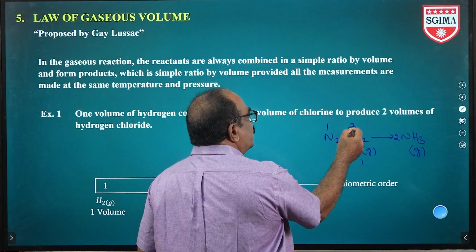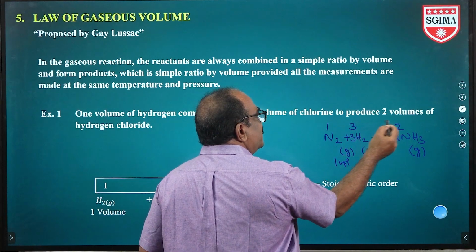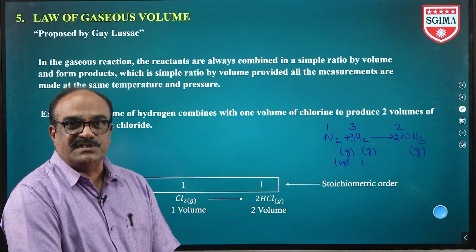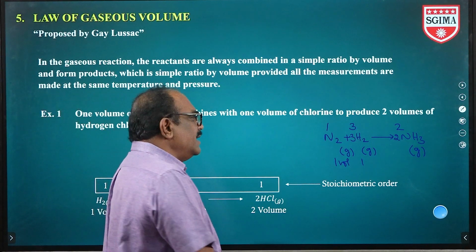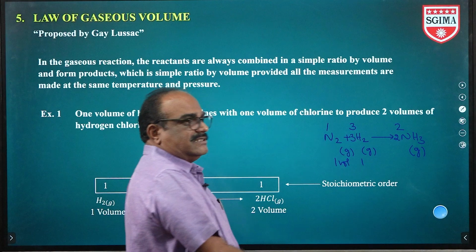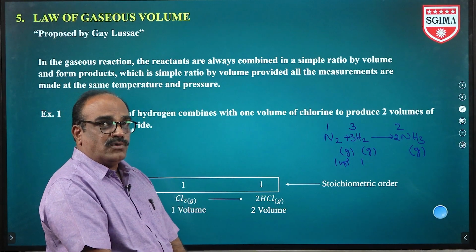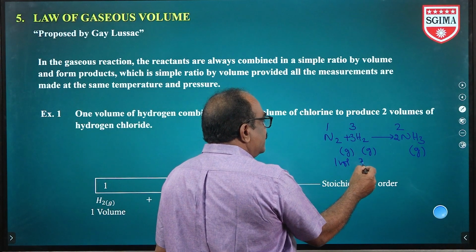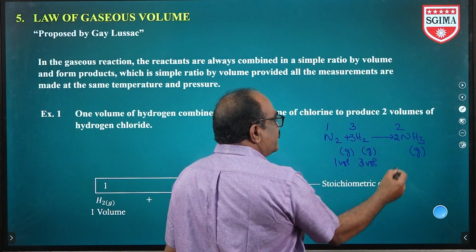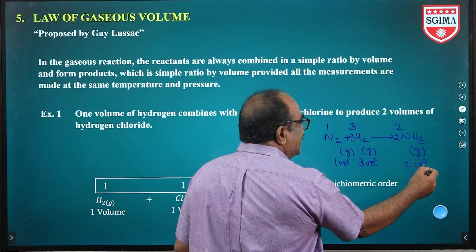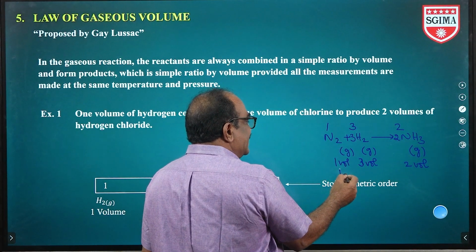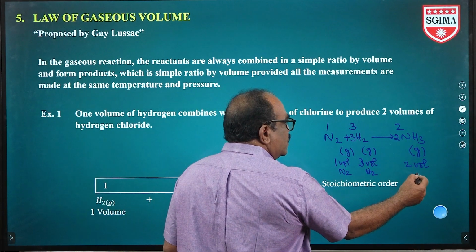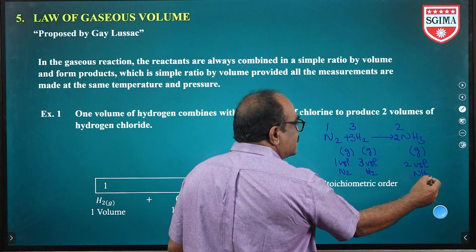The stoichiometric quantities I am going to write here: 1, 3, 2. These are usually called stoichiometric coefficients. I also call it the stoichiometric order. This is necessarily to be followed in any chemical reaction. So, one volume of nitrogen will combine with 3 volumes of hydrogen producing 2 volumes of ammonia. 1 volume of nitrogen gas combined with 3 volumes of hydrogen gas producing 2 volumes of ammonia gas.